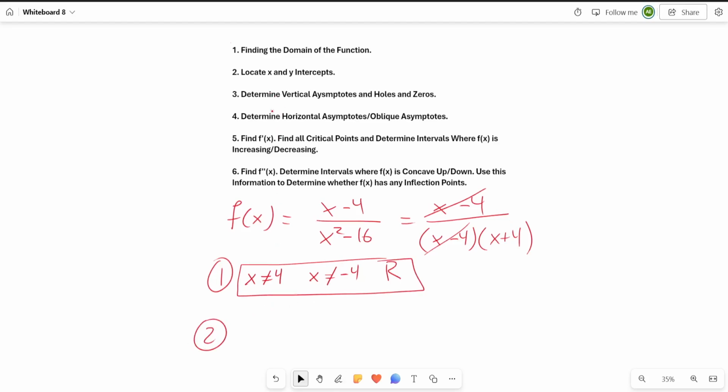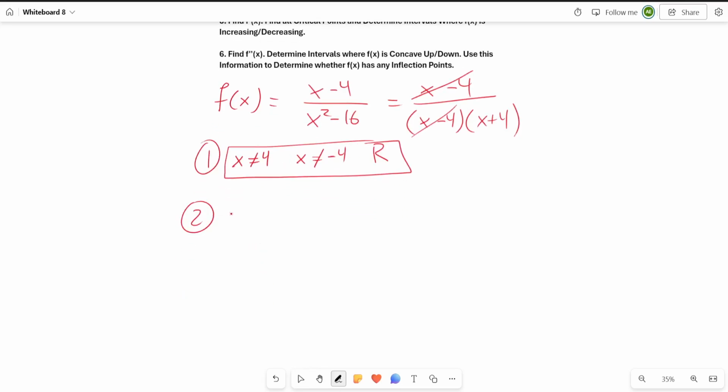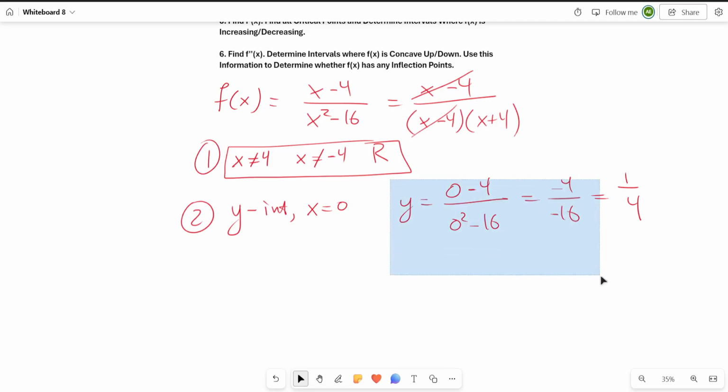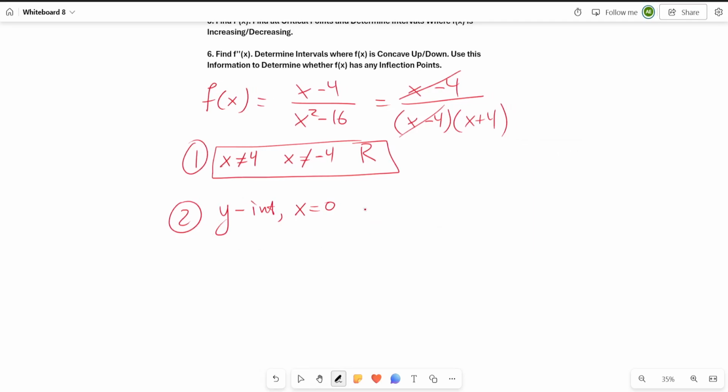Let's find the y and x intercepts. I always like to start with the y intercept. So for the y intercept, I can set my x to 0. Over here, y is going to equal, instead of x, I'm going to put in 0, so (0 minus 4) over (0 squared minus 16). That is minus 4 over minus 16, which is going to give me a positive 1 over 4. So my y-intercept is basically the point (0, 1/4).